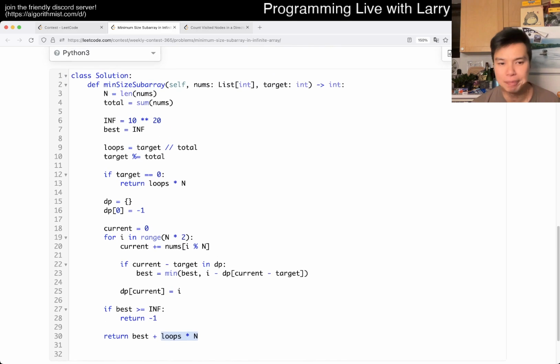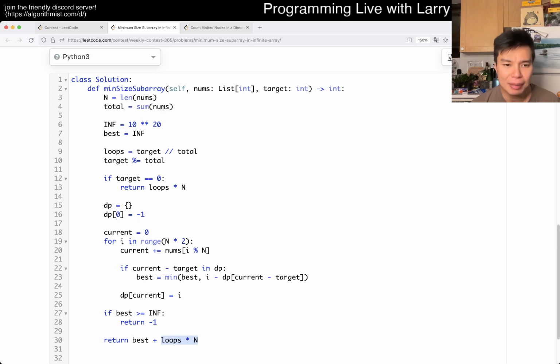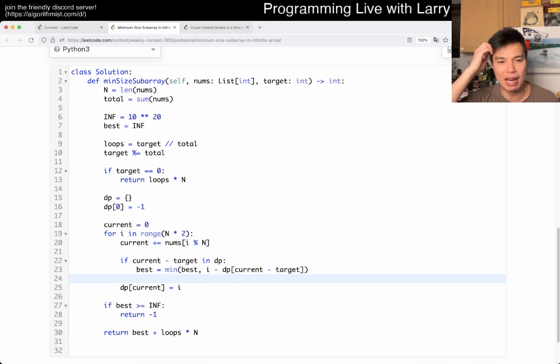So this is linear time, linear space because of the DP. So yeah, that's all I have for this one. Let me know what you think. It's really tricky, for sure, and a lot of things you have to prove to yourself are correct. At least for me, that's why it took a long time.